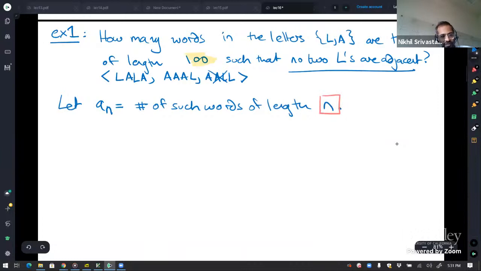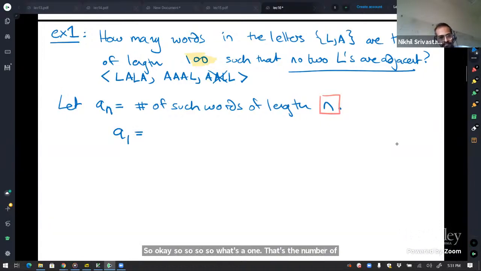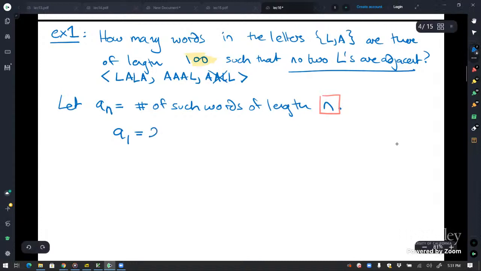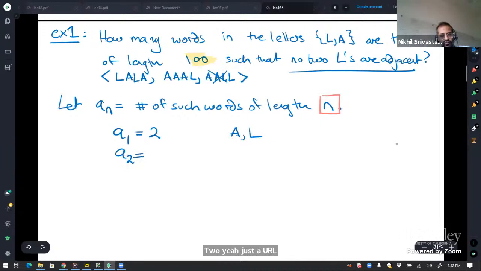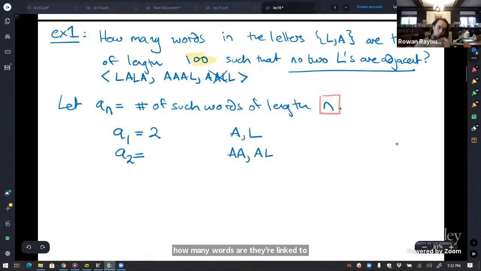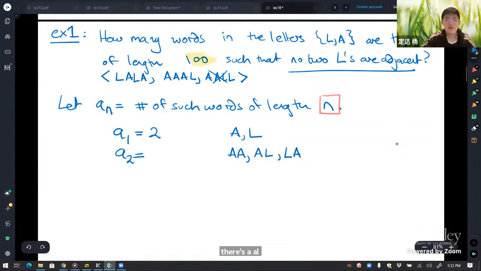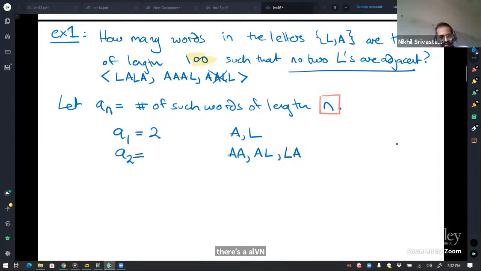So okay, so what's A1? That's the number of such words of length 1. How many words are there of length 1? Two words, yeah, just A or L, right? How many words are there of length 2? So there's AA, AL, LA. So it's 3. Well, it doesn't look like 2 to the n, right? Because this is 3 now. You can't have LL, remember?